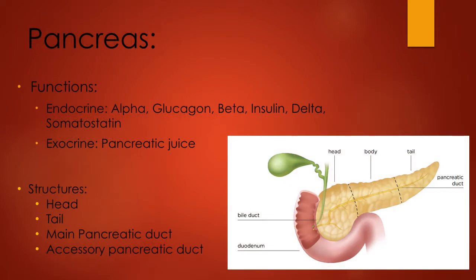The pancreas functions include endocrine and exocrine functions. The endocrine functions use alpha cells for glucagon, beta cells for insulin, and delta cells for somatostatin. Exocrine includes the pancreatic juice. The structures include the head, tail, main pancreatic duct, and accessory pancreatic duct.